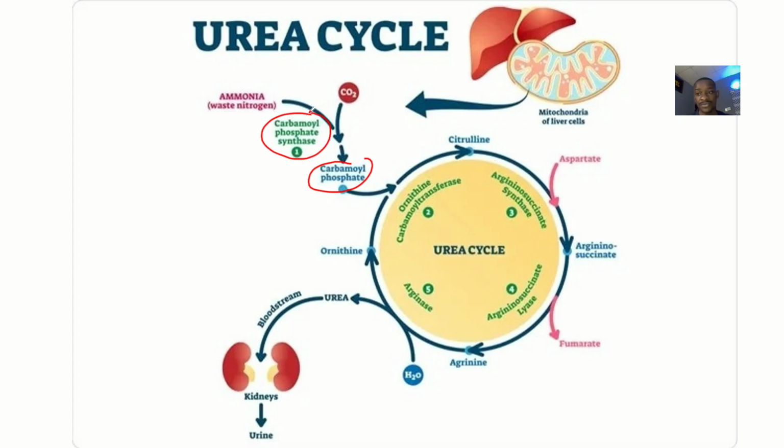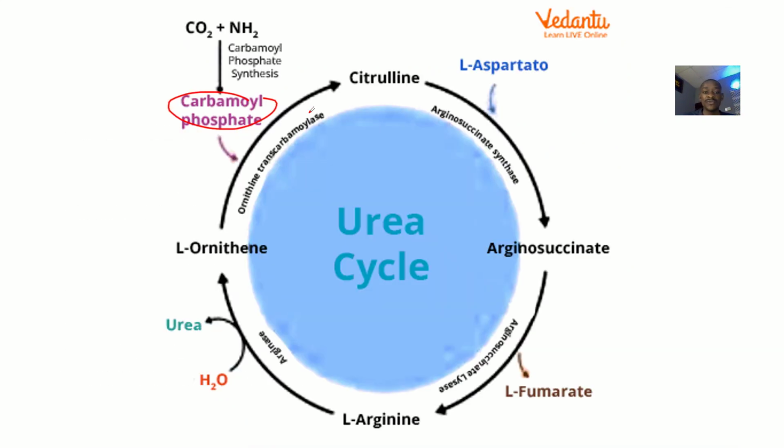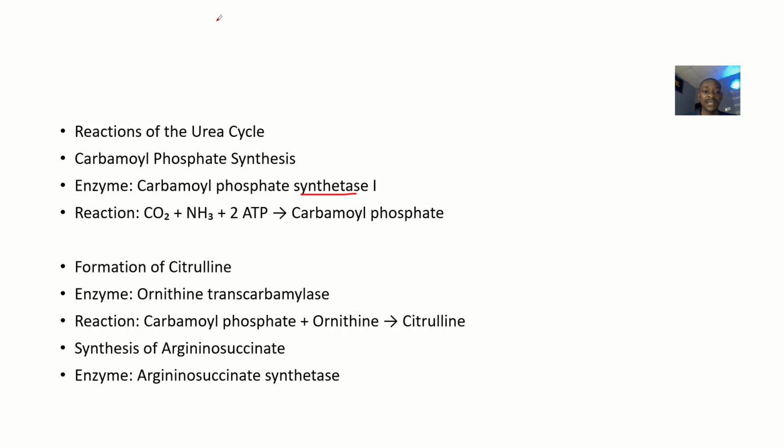Let's use this image, so you can learn how to draw it before we continue. Carbamoyl phosphate synthase. What is the reaction involved here? CO2 and NH2 have to come together. Not everything is on one image, so we have to be switching. They combine with 2 ATP and form the carbamoyl phosphate that we're talking about.